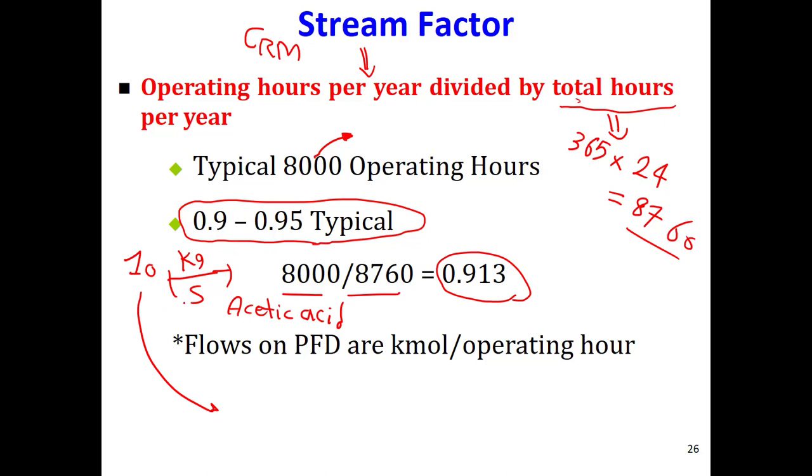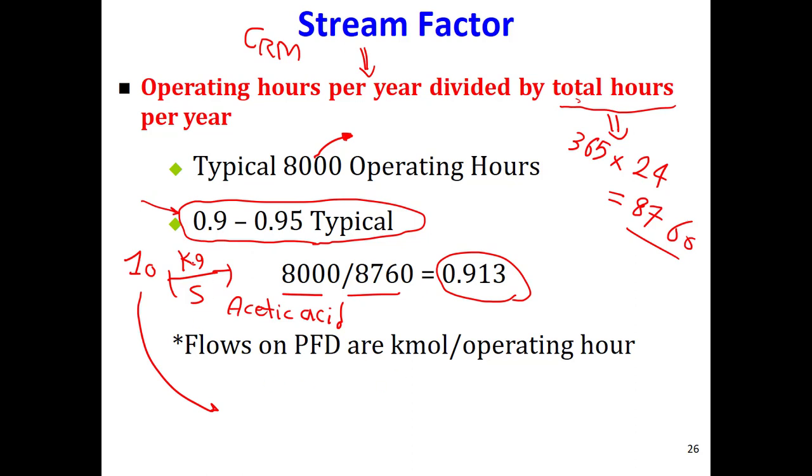So I will use this factor. I will convert second to, let's say, year, and then I will use this factor to find the total amount of acetic acid that I need per year, based on operating hour. So once I convert this to year, I will convert it by the factors that I know. Each minute is 60 seconds, each hour is 60 minutes. We know that each day is 24 hours and each year is 365 days.